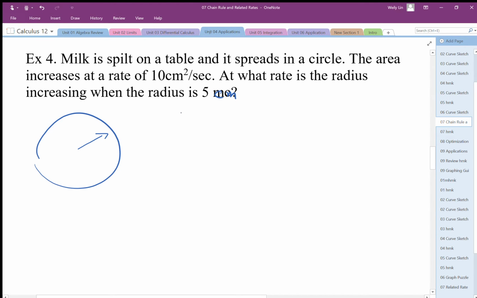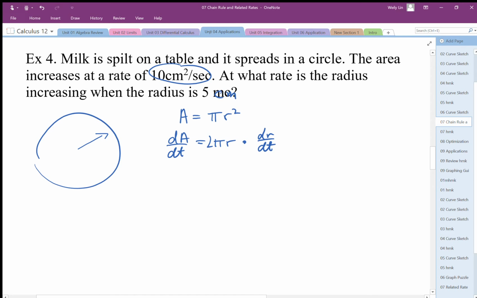Well, for a circle, we know that the area of a circle is equal to pi r squared. I want to differentiate this with respect to time. So I have my dA by dt, which was given, times 2 pi r, and r is also given. But since r changes with time, r is a function of time, we need to apply the chain rule. Okay, so that's what we're looking for. We're actually solving for that.